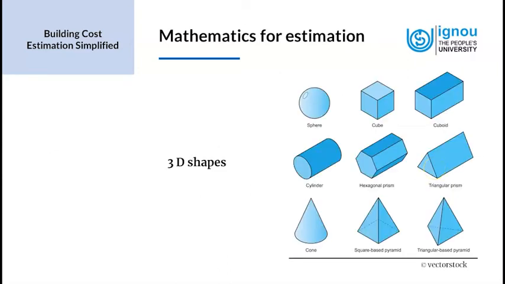When we are constructing buildings, there are different shapes that we come across, and the common three-dimensional shapes are sphere, cube, cuboid, cylinder, hexagonal prism, triangular prism, cone, square-based pyramid, which is a pyramid with a square base, and a triangular-based pyramid, which is a pyramid with a triangular base. It helps us to understand the surface area and the volume of these shapes, because this would be handy when we do calculations related to estimation.